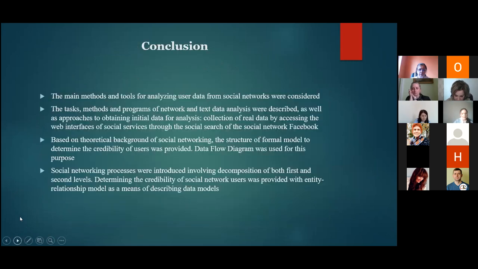So the combination of linguistic and statistical approaches helped determine social network user credibility, and in perspective, the extended formal model pattern of different social networking approaches may be considered and used as a basis for further studies in the field of global social networking. Thank you for your attention.